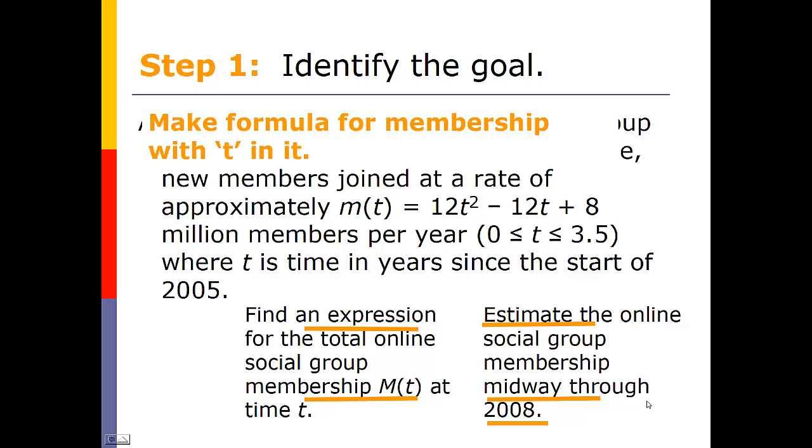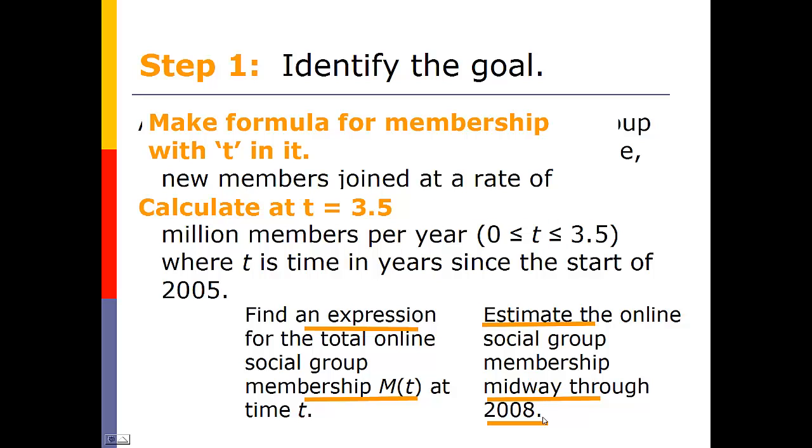Then our second thing to do is an estimation. We'll actually do a calculation midway through 2008. So basically we're going to make a formula, then we're going to calculate with T equals 3.5. And so that's our goal here.